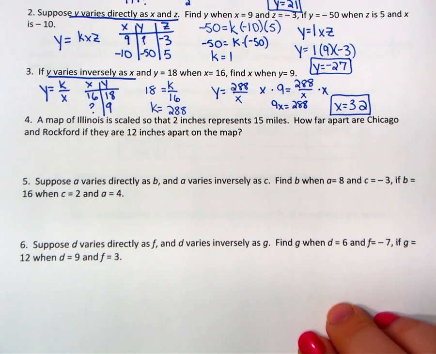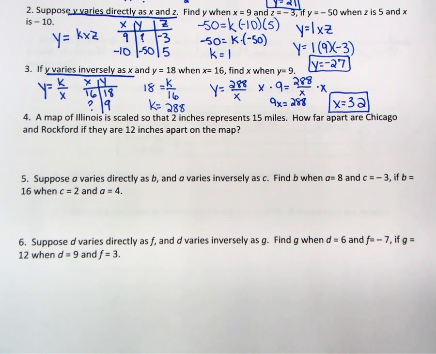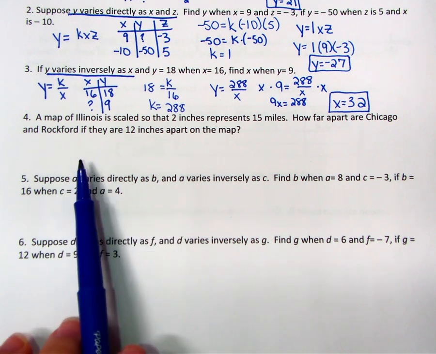Number 4. A map of Illinois is scaled so that 2 inches represents 15 miles. How far apart are Chicago and Rockford if they are 12 inches apart on the map? I know there are lots of ways that you can do this particular problem, but we chose this problem for the notes because it's the easiest one to show you how to do it. There are some direct variation and inverse variation word problems where you won't necessarily be able to see them set up a different way. So I really encourage you to solve it this way with direct and inverse variation.